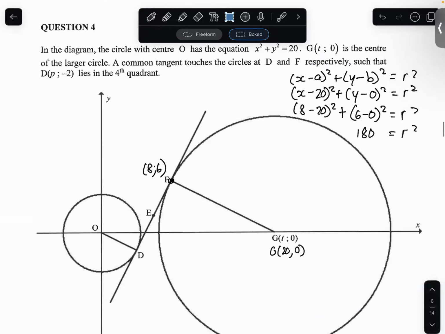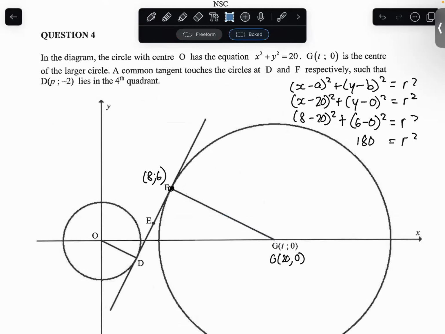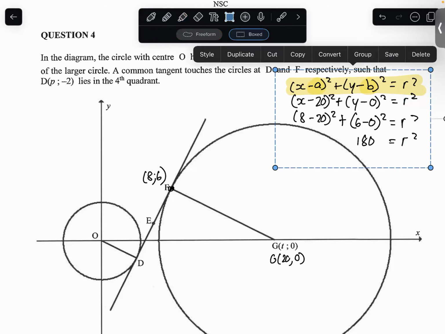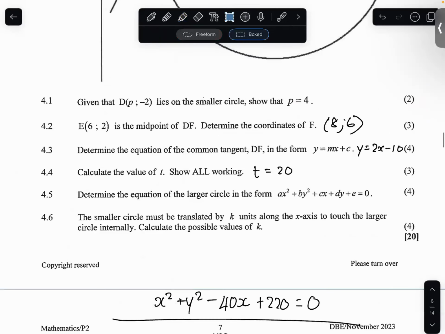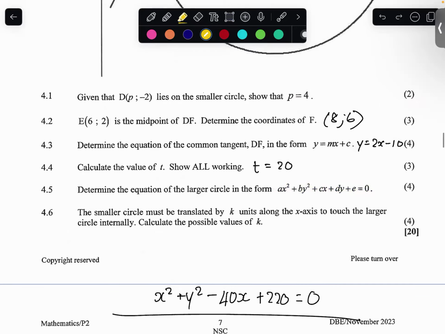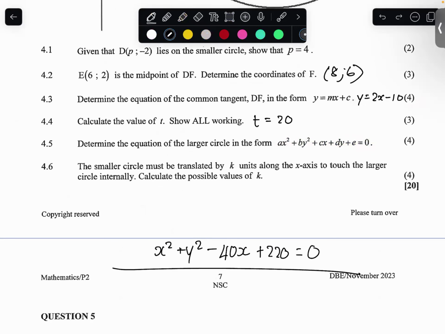Remember, you needed to start with this basic formula of a circle whose center is not at the origin, keeping in mind that a and b are the center's x and y coordinates. If they want it in this form, then you just get rid of the brackets. So this is x squared plus y squared minus 40x plus 220 equals 0.